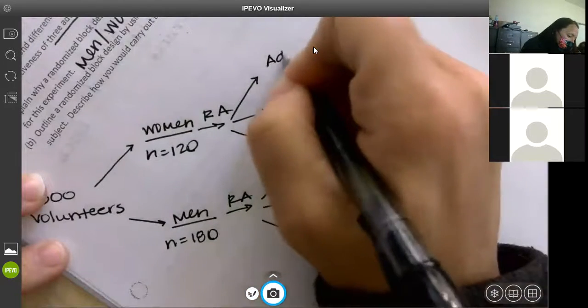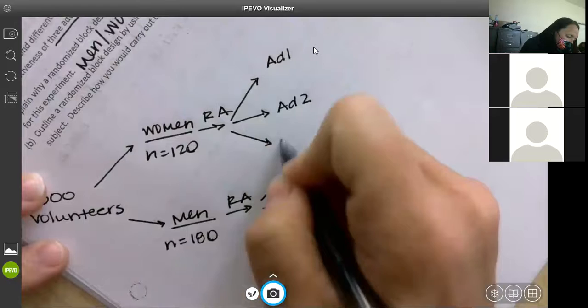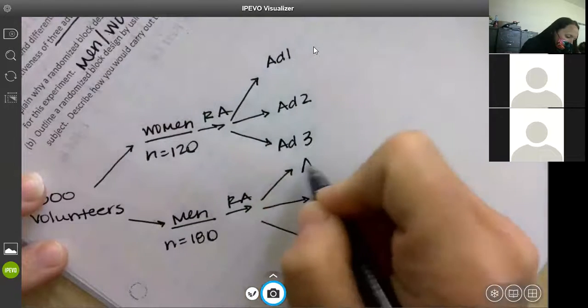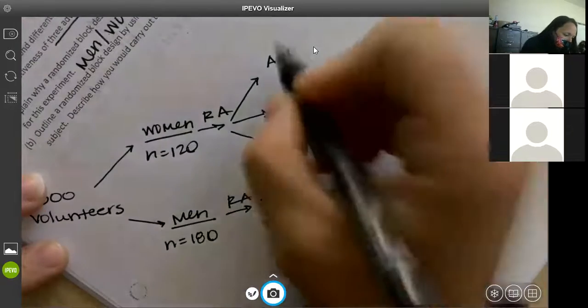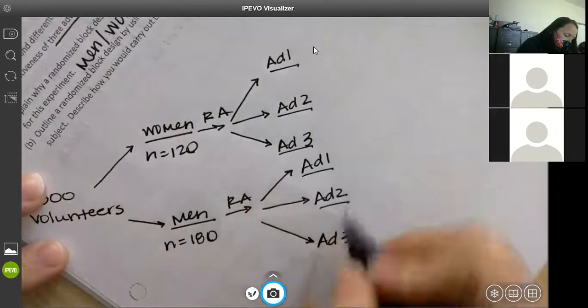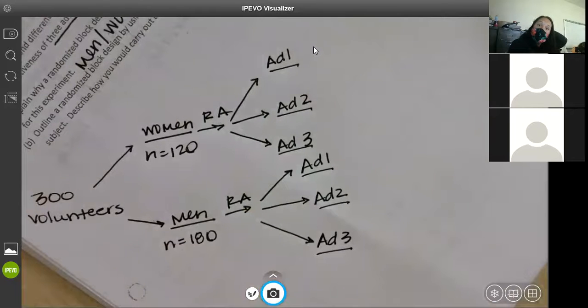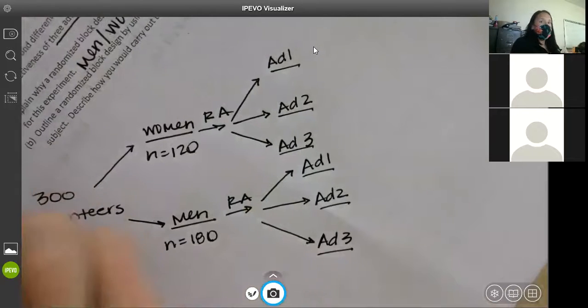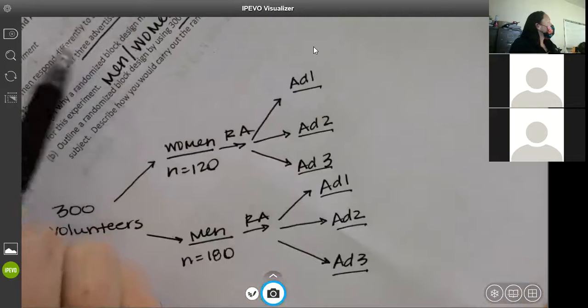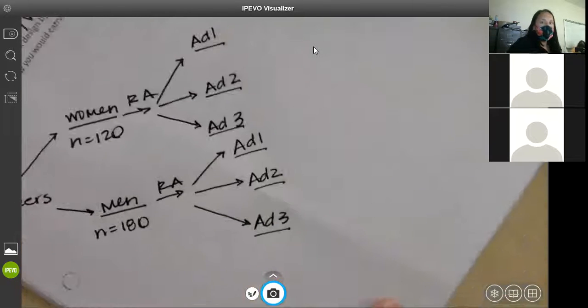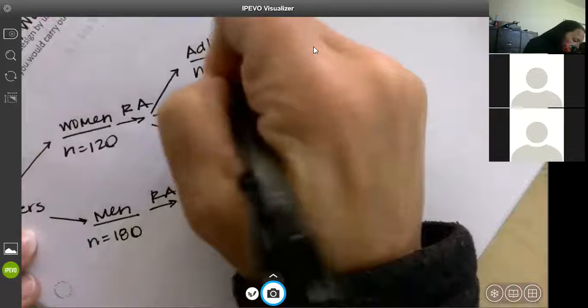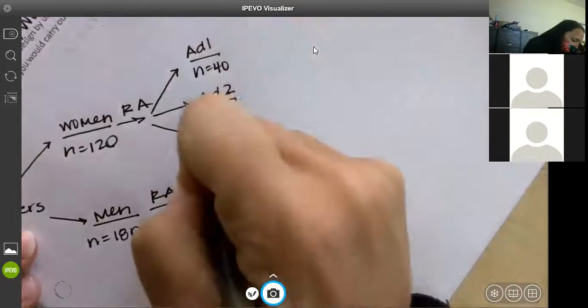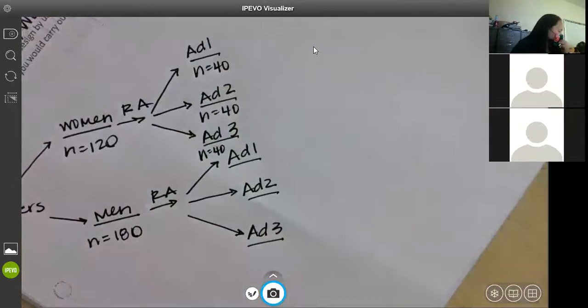We have add 1, add 2, add 3, add 1, add 2, add 3. How did you figure out that you had 3? It says it up here, 3 advertisements. So how many in each group for the women? 40. How many for the men?